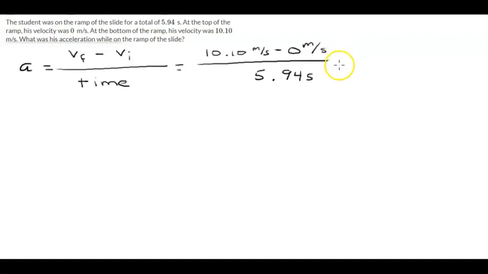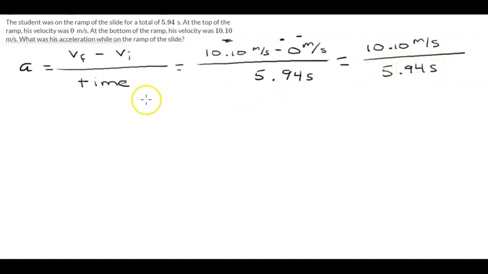If I do that math, I end up with 10.10 meters per second, that number right there, minus 0 meters per second. So that would be 10.10 meters per second. Divide that by the 5.94 seconds. And if I do that math, so 10.10 divided by 5.94, I get 1.70 meters per second squared, right?